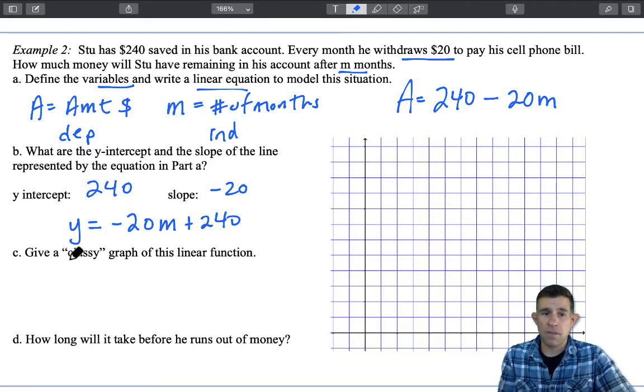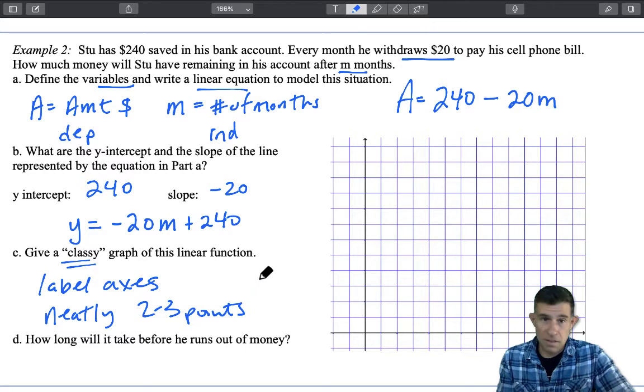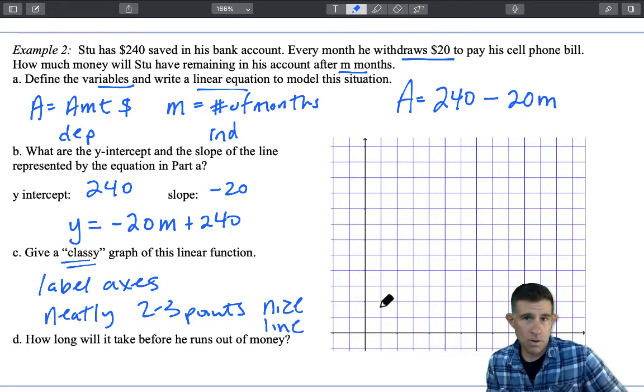classy graph. Now a classy graph means that we're going to label our axes, we are going to neatly plot some points. Typically it's 2 to 3 points where we can see their coordinates, and we're going to draw a nice line or curve depending on what our graph calls for.